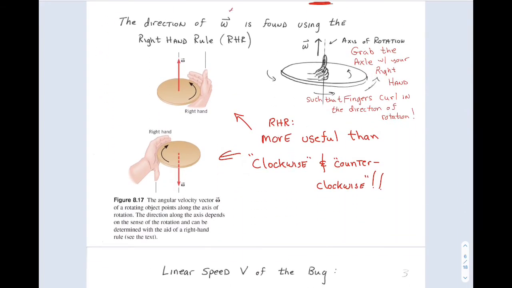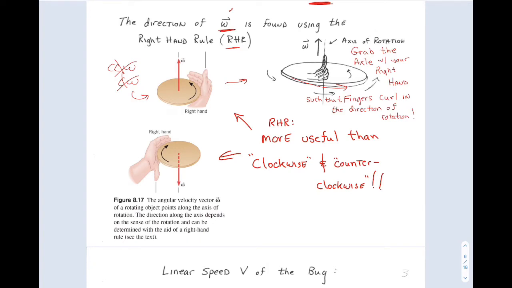Now the direction of the omega vector, the angular velocity, is found using something called the right-hand rule. I took these pictures from our book. Let's say this thing is rotating around. We're going to see why we don't want to call this clockwise or counterclockwise, because depending where you're standing, one person would say it's clockwise, one person would say counterclockwise. Here's the same disk rotating.